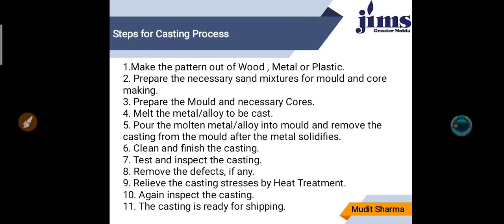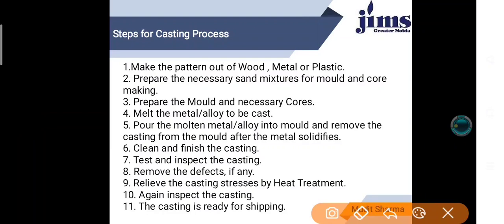The steps of the casting process we already discussed in the previous lecture, but before starting pattern I want to explain these again one by one. Firstly, make the pattern. Second, prepare the necessary sand mixture like molding sand, core making. Third one is prepare the mold and necessary core. Fourth one is melt the metal. Fifth one is pour the molten metal. Sixth one is clean and finish the casting.